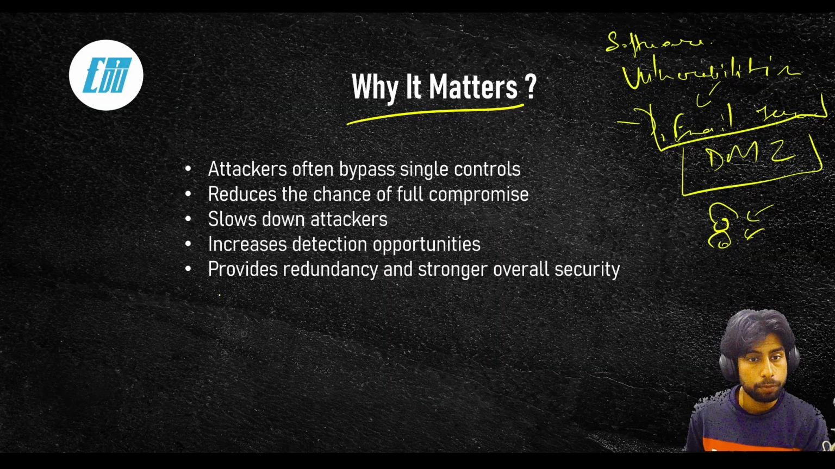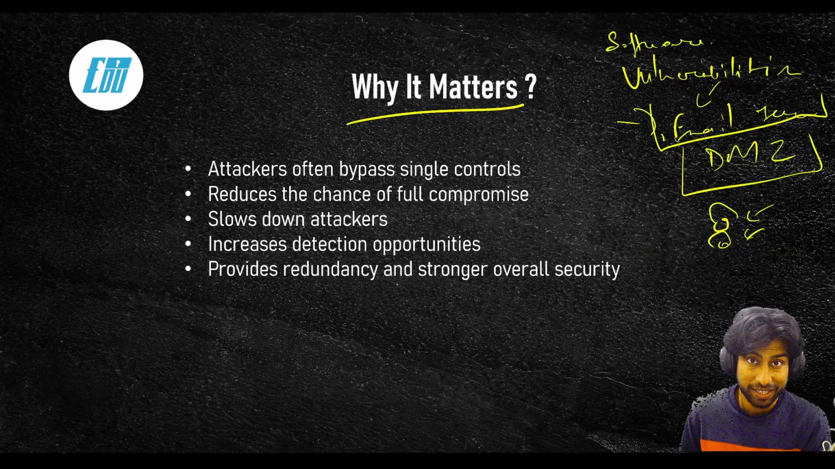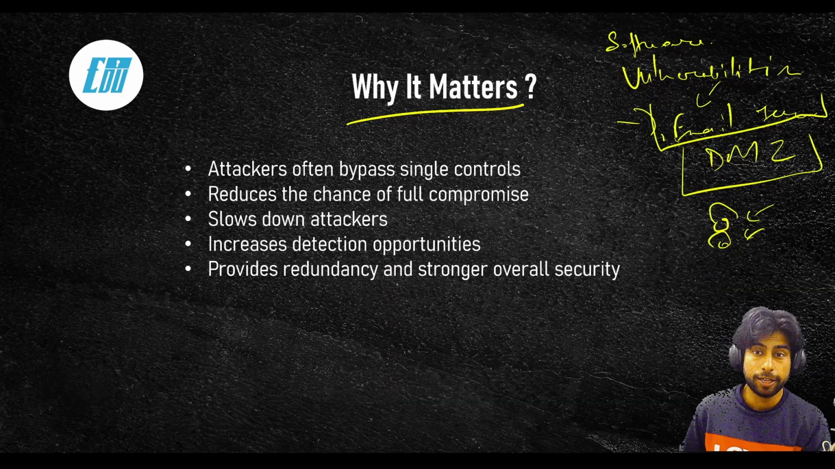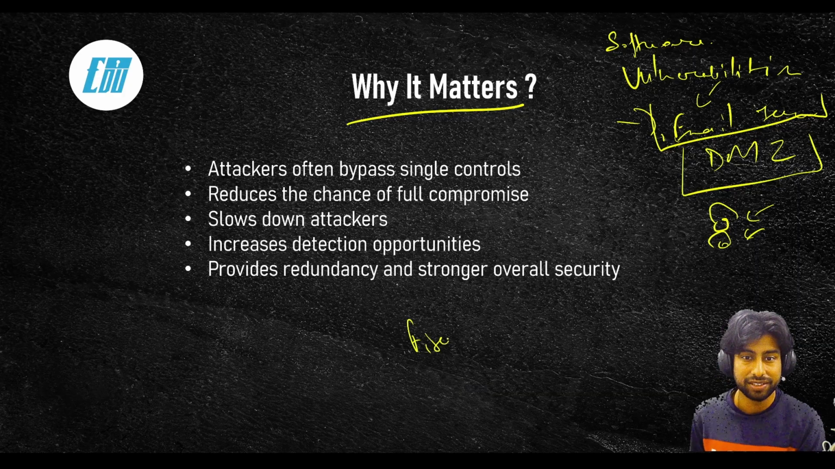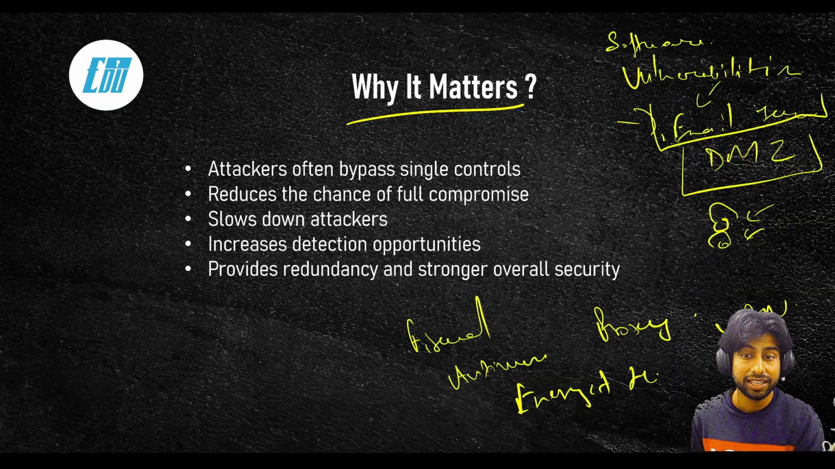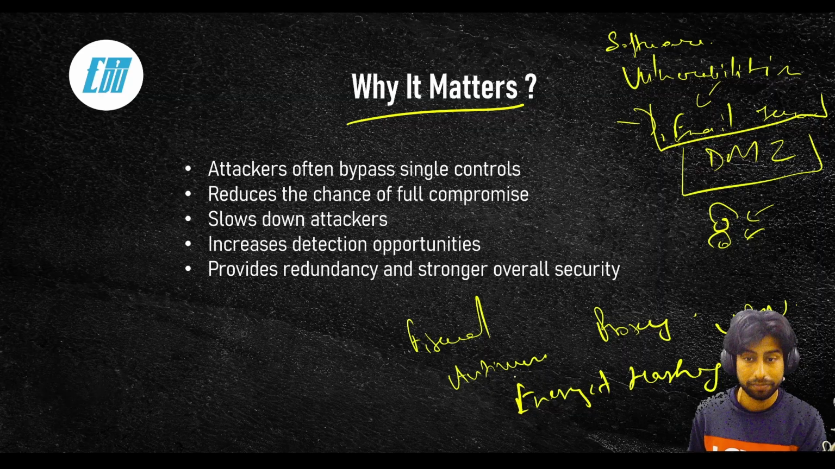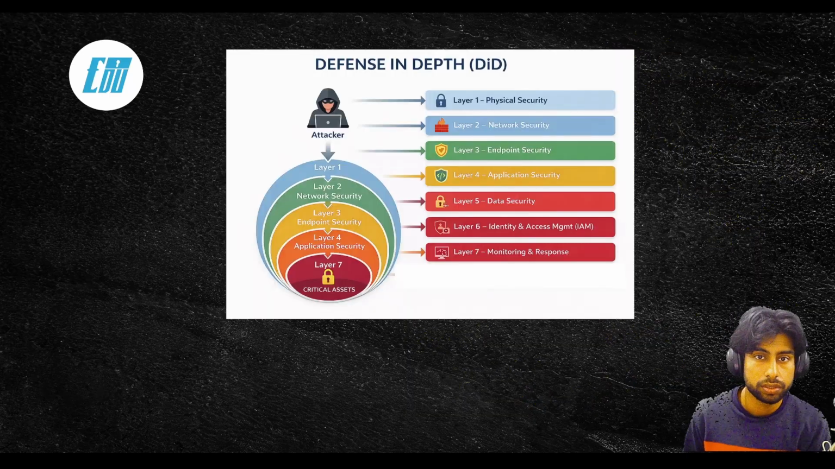So the end point is that it provides redundancy and stronger overall security. Obviously, it provides security through defense in depth. There are multiple layers of security, one by one. There is a firewall, there is antivirus, there are proxy services, lots of things, VPNs. Encryption, hashing, data in transit, data at rest encryption. So they are very important. So let's go to another slide.